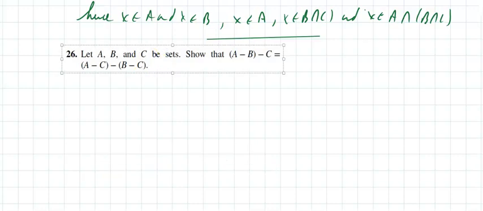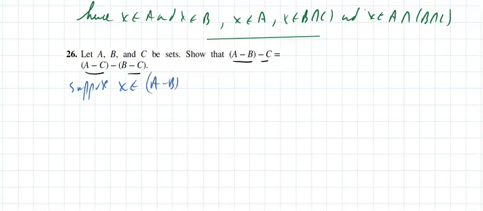(26) Let A, B, and C be sets. Show that A minus B minus C is the same as A minus C minus B minus C. A minus B minus C. Okay. So suppose X belongs to A minus B, this set, minus C.